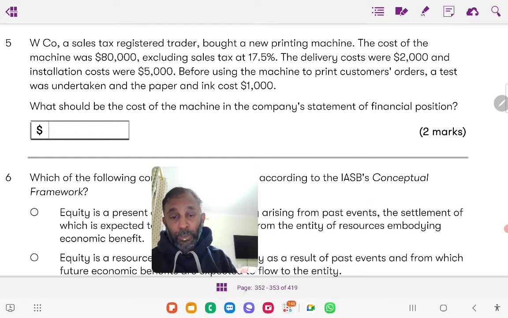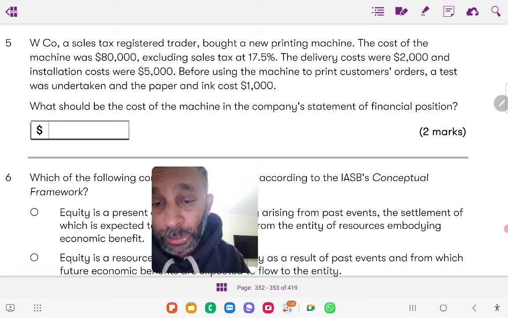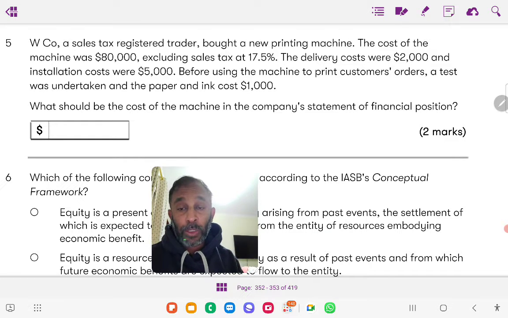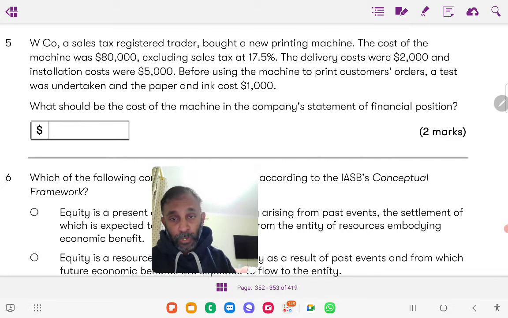At any point of time, if you avoid any of the cost, can you bring your asset to its intended location and workable condition? This is the question you need to ask. So if you don't pay the delivery cost, you cannot bring the asset to its intended location, and if you don't pay the installation cost, you will not be able to have the asset in workable condition. So 2,000 you will take it, 5,000 you will take it.